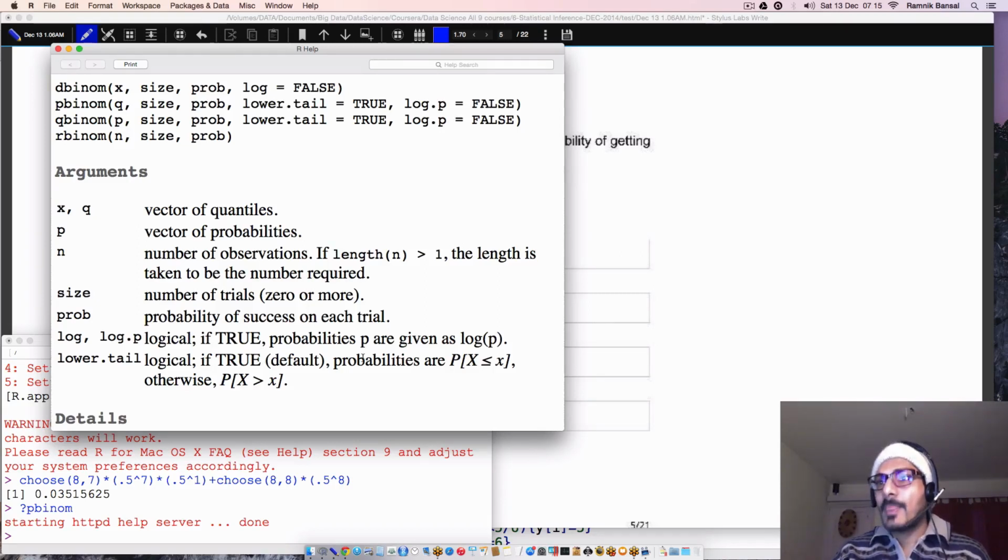What does this mean? What is this formula giving me? It is saying the probability that x is less than or equal to q effectively, right? So in my P binomial, I have this q, and it gives the probability that x is less than or equal to q. In case I say lower dot tail is equal to false, then it becomes the probability that x is greater than q, which is nothing but 1 minus that probability, right?